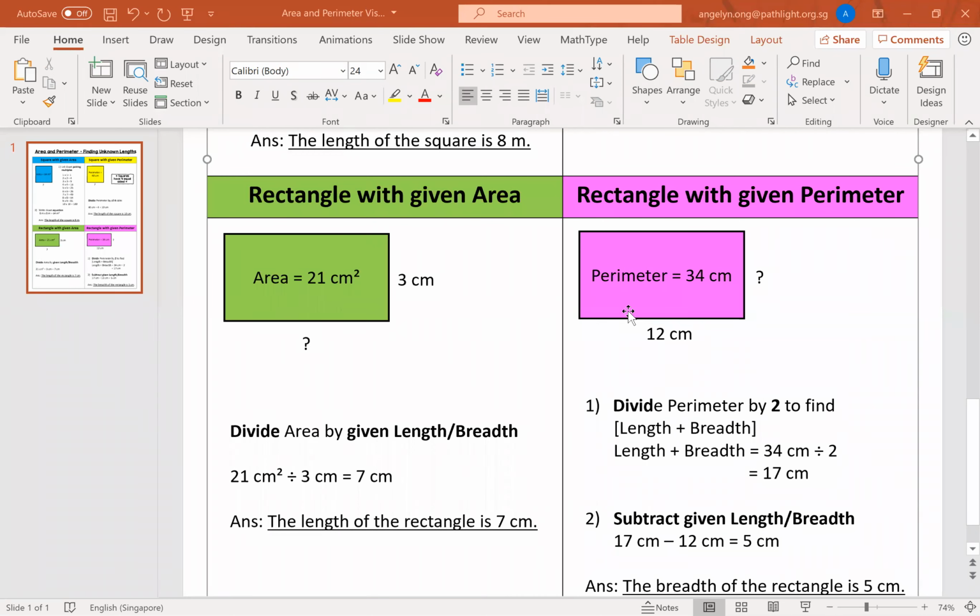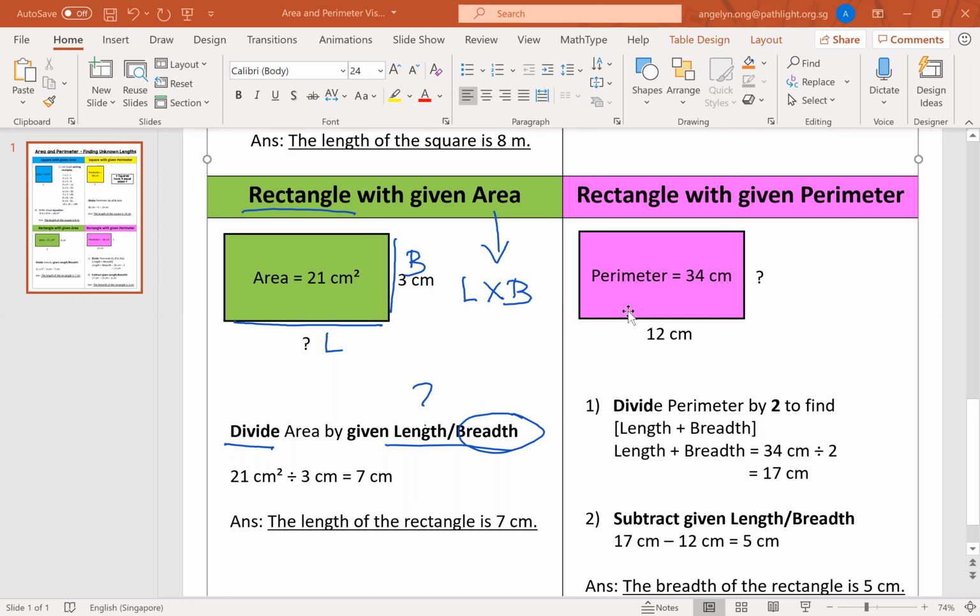And they've told us that this side here is 3, and we need to find this longer side, which is a question mark. That means this 3 is the breadth, and we need to find the length. Before that, let's recall that for rectangles, the formula for area is length times breadth. So in order to find the question mark, we need to divide the area by the given breadth. In this case, we are given the breadth, and we need to find the length.